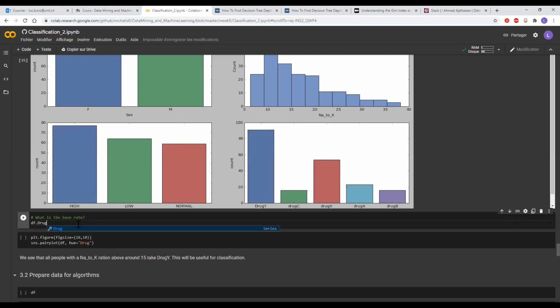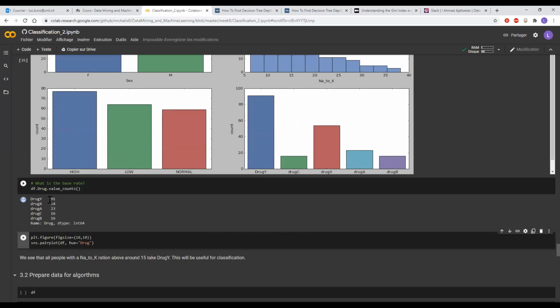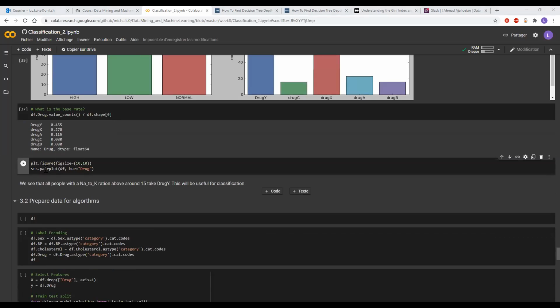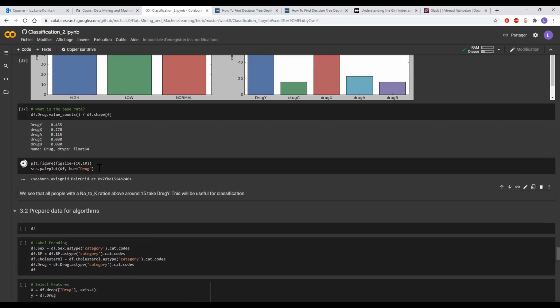So you take the drug value counts. If you do the value counts method, you obtain the value count. So you have 91 for the most common, the Y class. And if you do this, I don't know if it would work, but I guess it works. So if you do this, you obtain the probability of all the classes, and you take the most common one. So this is our base rate. This is what we have to beat, to outperform, in order for the algorithm to work. So, 45.5%.